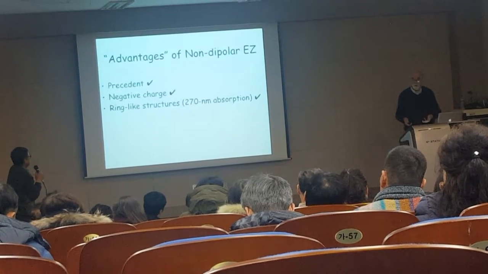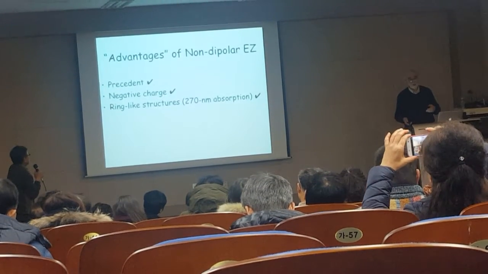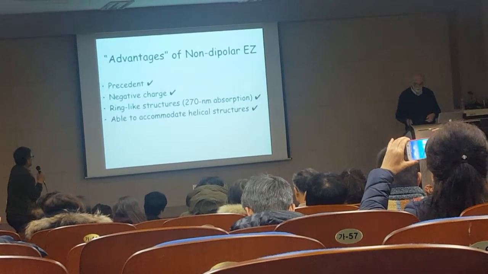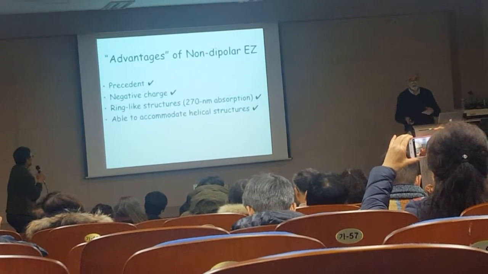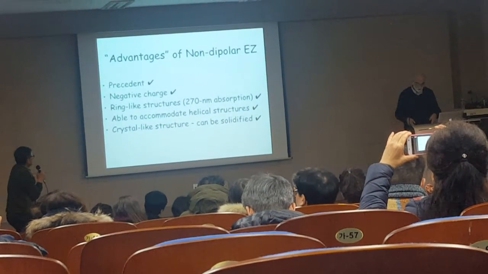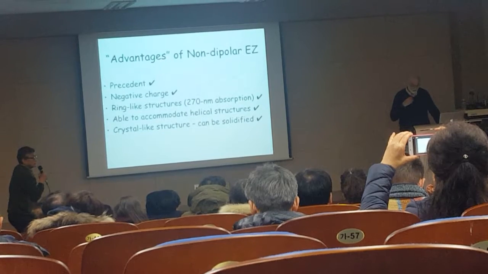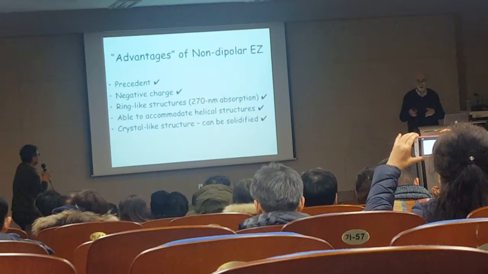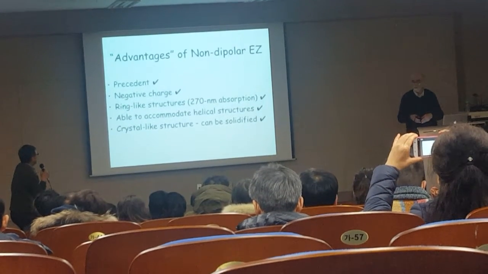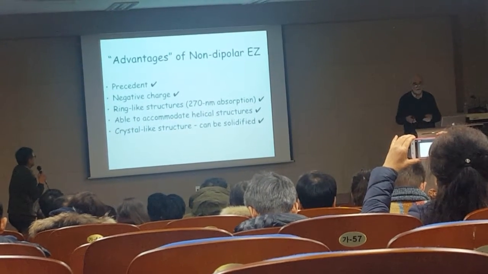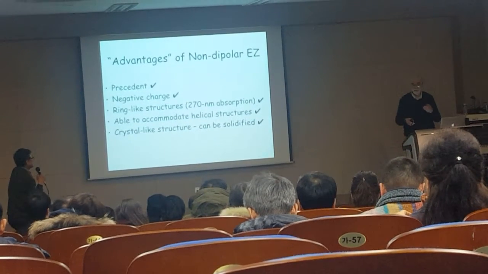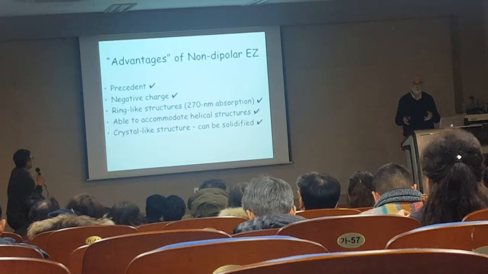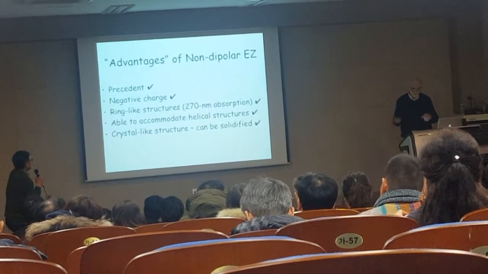The ring-like structures can perhaps explain why this water absorbs light in the ultraviolet at 270 nanometers. It's able to accommodate helical structures, and I'll show you in the next slide something that I find extremely interesting, that, you know, if it's a crystal-like structure, you ought to be able to solidify it. And indeed, an Italian group found that you could get solid EZ water at room temperature. It's like solid water at room temperature. Amazing. I'll show you this slide in a moment.